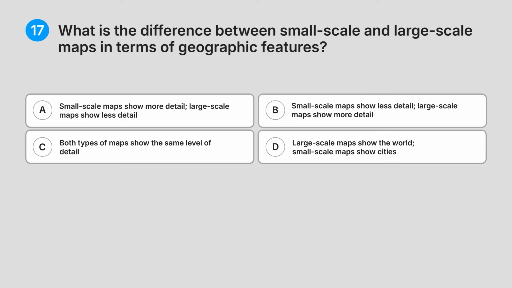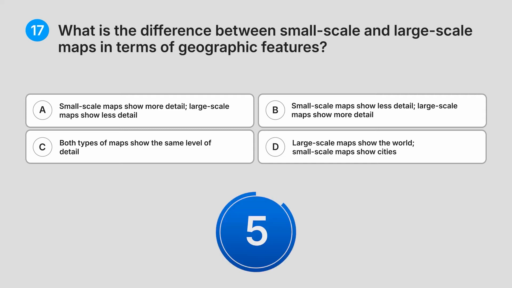17. What is the difference between small-scale and large-scale maps in terms of geographic features? A. Small-scale maps show more detail. Large-scale maps show less detail. B. Small-scale maps show less detail. Large-scale maps show more detail. C. Both types of maps show the same level of detail. D. Large-scale maps show the world. Small-scale maps show cities. Do you know the answer?